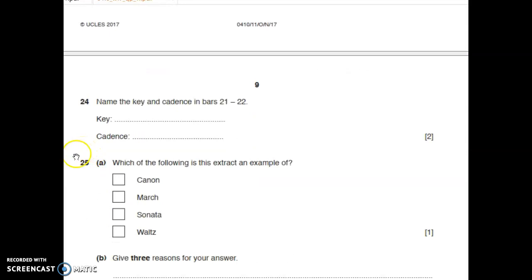Name the key and cadence. Okay, in bars 21 to 22, the key and the cadence. Which of the following is this extract an example of? Is it a canon? A march will be in 2/4 or 4/4 time. Is it a sonata? Now, I know a sonata is for a solo instrument, because it means to play. So I will have maybe a violin and a piano, so it will be a single instrument with accompaniment added in with a piano, or it will be for a piano. Okay? And a waltz is in 3/4 time.